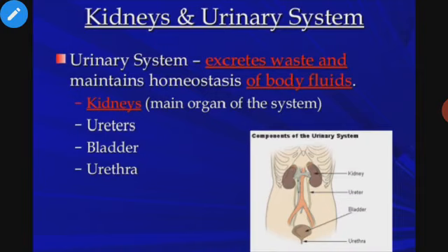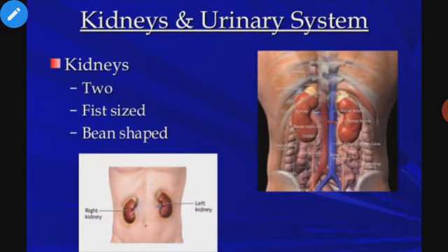Dear students, the components of the urinary system are kidneys, ureters, bladder and urethra. These are the four components of the urinary system, and all four are important, and each and every component plays an important role. Kidneys.